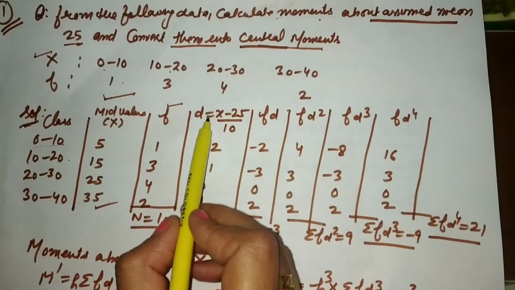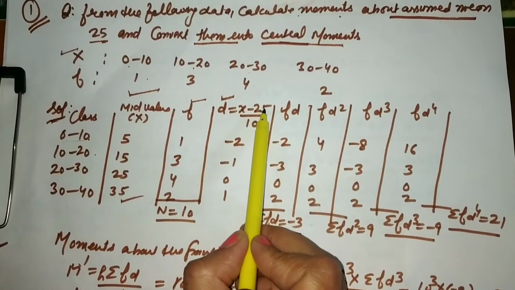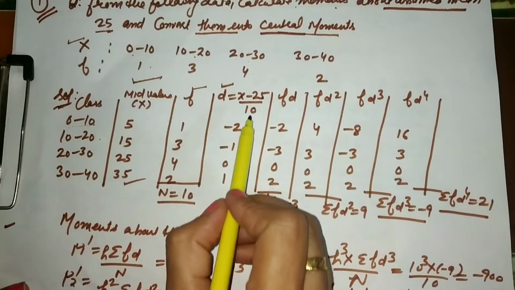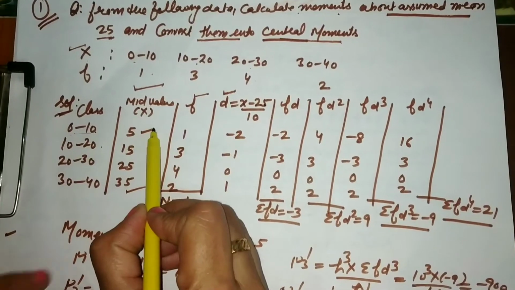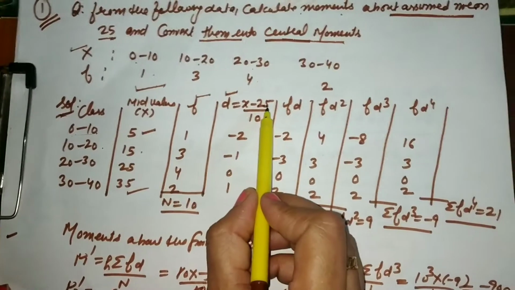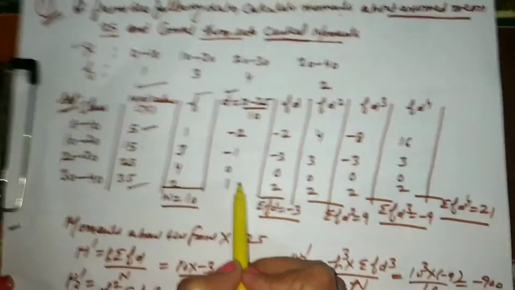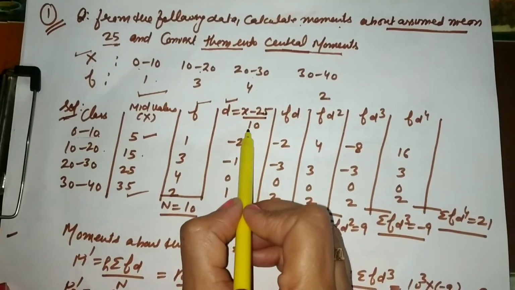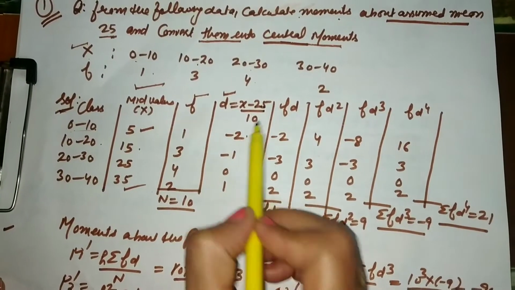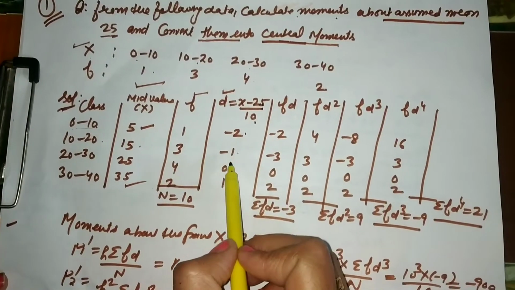Firstly I have calculated D. How do we calculate D? D is equal to X minus A, where A is the assumed mean. The value is already given and that is 25. So X is 5, 5 minus 25, the answer will be minus 20. 15 minus 25, the answer will be minus 10. In all the classes I am getting 10 as a common factor, so I have divided these terms by 10. Minus 20 divided by 10, I will get minus 2. Here minus 10 divided by 10, so I got minus 1 like this.